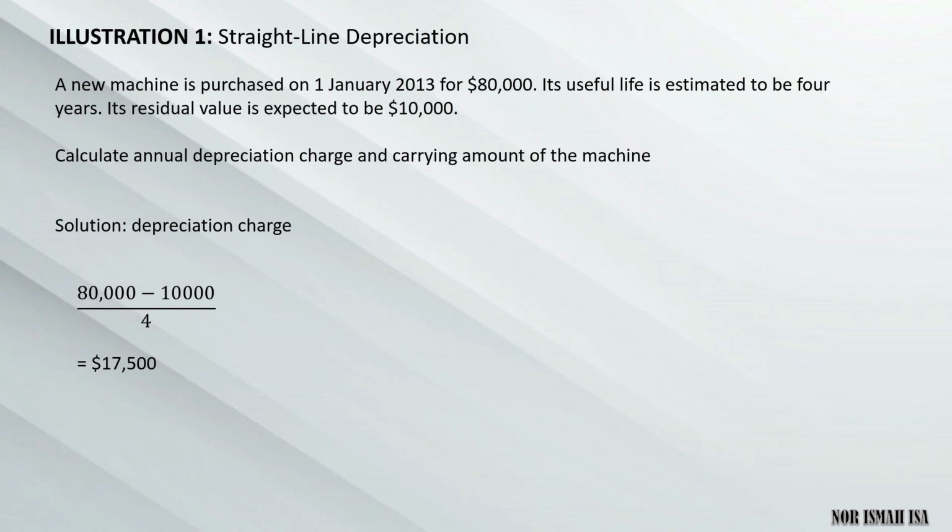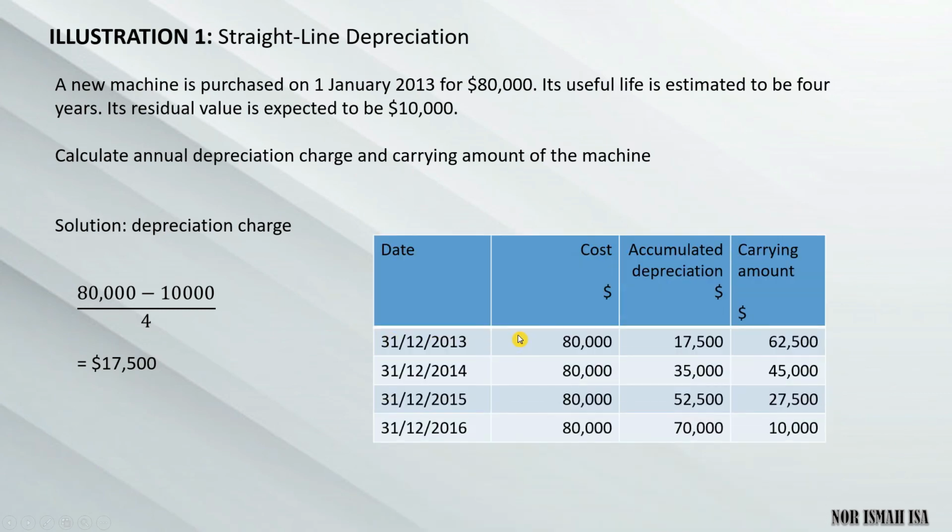Since this is a straight line method, each year the depreciation will be 17,500. So up to the 4 years, depreciation remains the same, 17,500 for each year. So this is the summary of the depreciation for 4 years. The first year, the depreciation is 17,500. So we begin the accumulated depreciation with 17,500. The carrying amount is 62,500, by subtracting 17,500 from the cost of 80,000, so you will get the carrying amount or net book value.